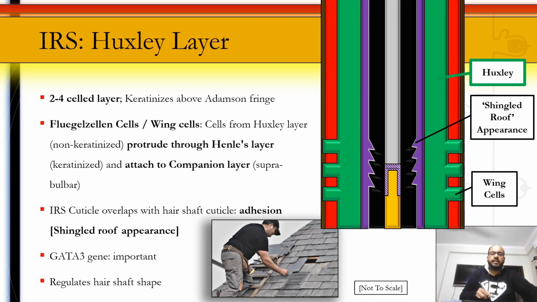The second layer is the Huxley layer. So the Huxley layer is, you could say, just above the IRS cuticle.